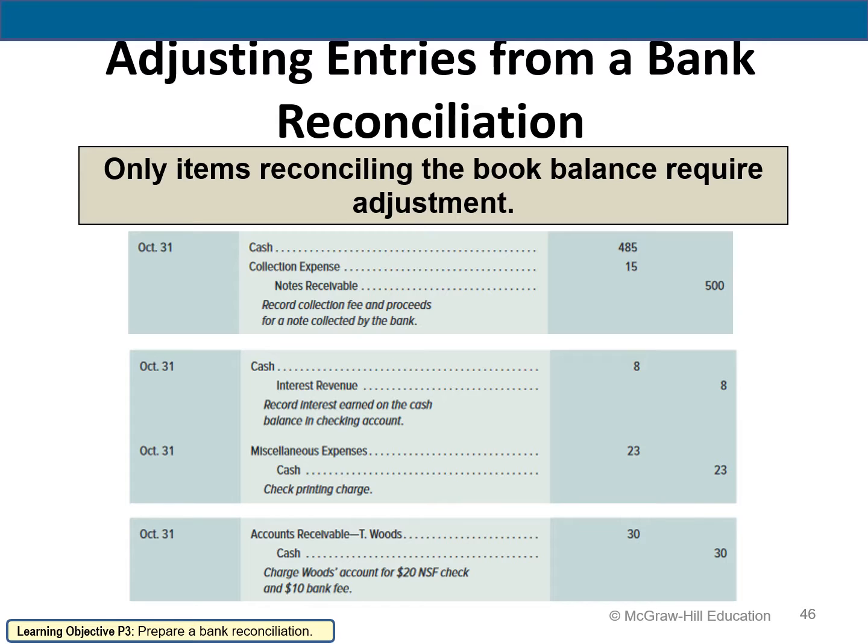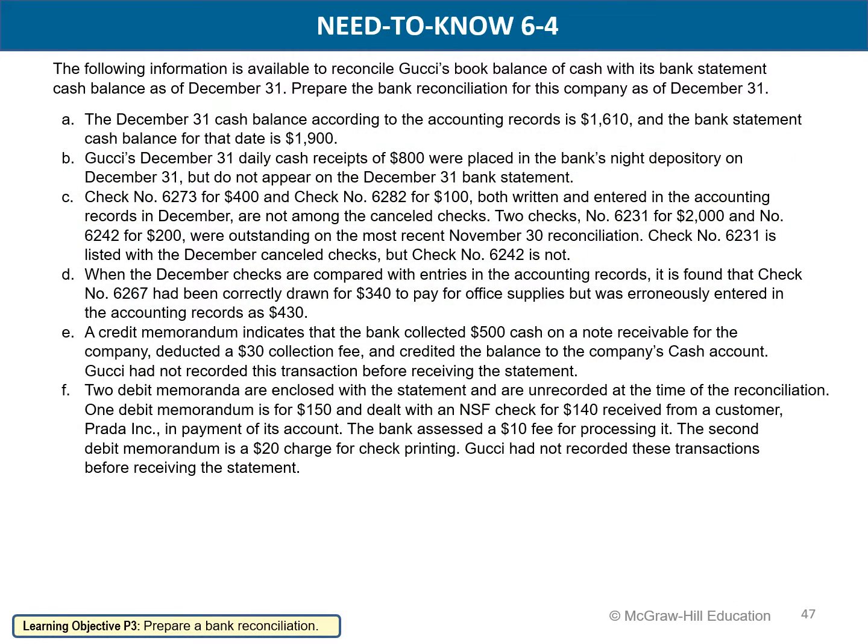And then Woods apparently had an NSF check, our customer Woods. And so we need to make sure that we put that balance back in our accounts receivable because we reflected it as a payment and a deposit in transit. And then the bank said, yep, deposit's no good. So we're going to put the balance back in our receivable that we had originally reduced by the payment we received because it didn't end up clearing the bank. And then we're going to add also the bank fee for the NSF. We're going to charge that back to our customers. So we need to increase T Woods receivable account by $30 and decrease our cash.